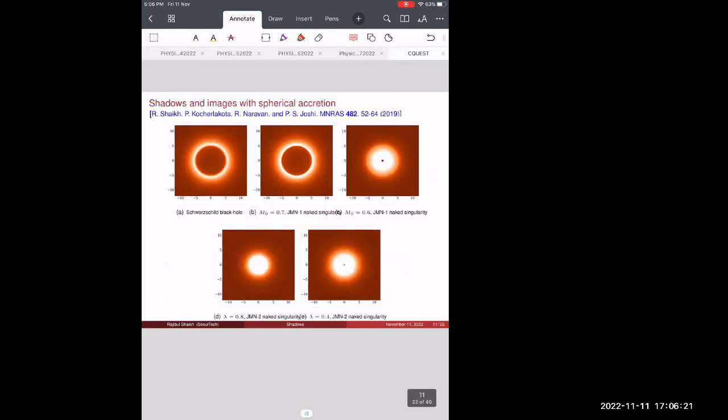So we considered spherical accretion as a simple model, and found out what the images of the naked singularity system would be. This is for the Schwarzschild black hole, and this is for the GMN naked singularity, which has a photon sphere. So this indeed casts a shadow. These three cases are for GMN singularities that don't have any photon sphere, so these cases do not cast any shadow. Instead, they cast a full moon image.